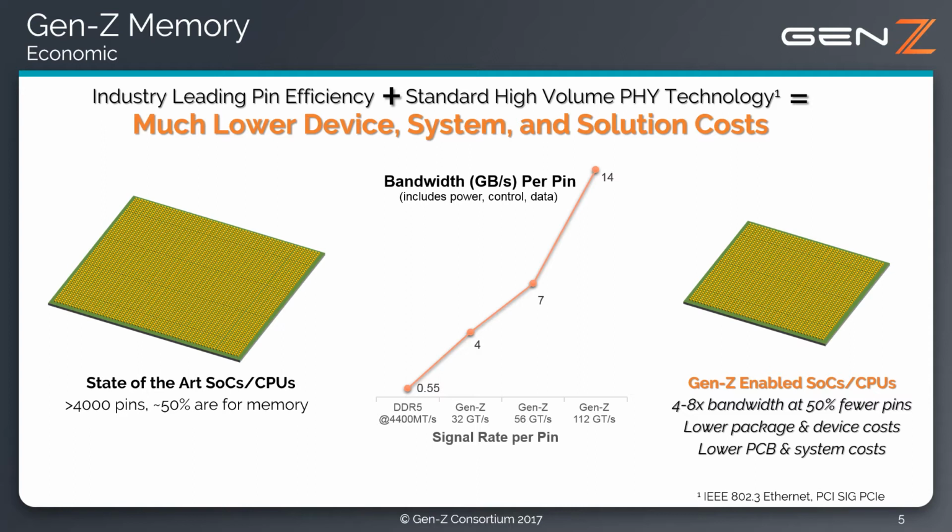The pin efficiency of a DDR5 channel at 4400 megatransfers per second is about 0.55 gigabytes per second per pin, while the pin efficiency of Gen Z at 32, 56, and 112 gigatransfers per second is 4, 7, and 14 gigabytes per second per pin, respectively. Obviously, a significant improvement. What this allows us to do is build new CPUs, GPUs, and SoCs with 4x to 8x the bandwidth with 50% fewer pins dedicated to memory. This is illustrated in the figure on the right. This allows us to lower the device package costs and dramatically simplify the PCB design and lower overall system costs.